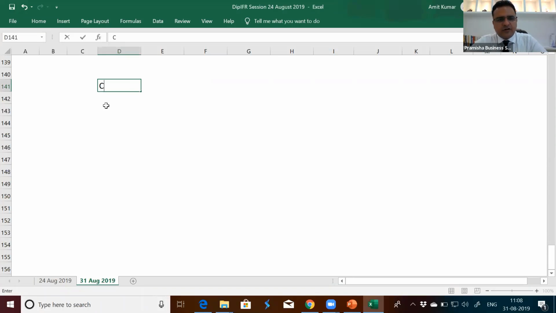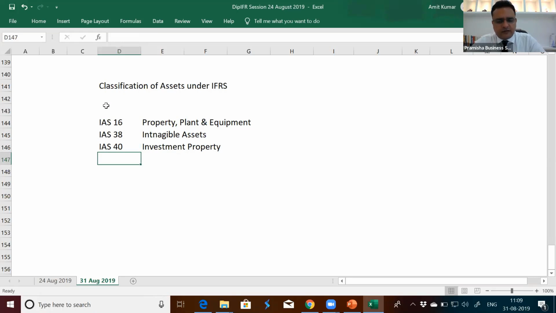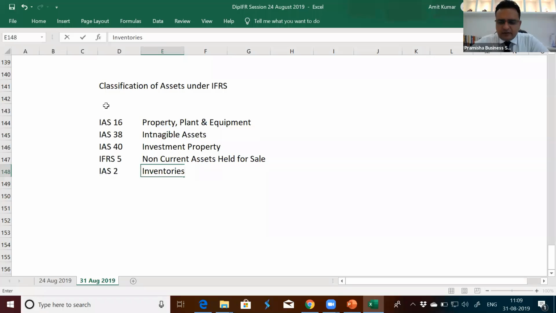So I'm purposely writing the topic classification of assets under IFRS, and I'll be covering the topics IAS 16 property, plant and equipment, IAS 38 intangible assets, IAS 40 investment property, IFRS 5 non-current assets held for sale. We'll show the relationship of IAS 2 inventories with them, how inventories are related to it.